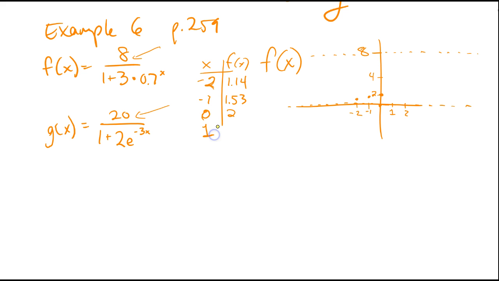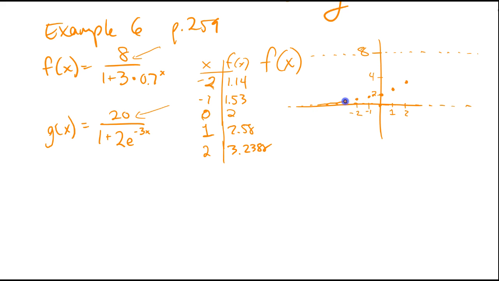Continue on. If x is +1, now I've got 0.7 to the +1 power, which is 0.7. 3 times 0.7 is 2.1, plus 1 is 3.1. 8 divided by 3.1 is 2.58. So now I'm up here, and I can continue with this process. 0.7 squared is 0.49, times 3 is 1.47, plus 1, 2.47. 8 divided by that is 3.2, 3.8, etc.